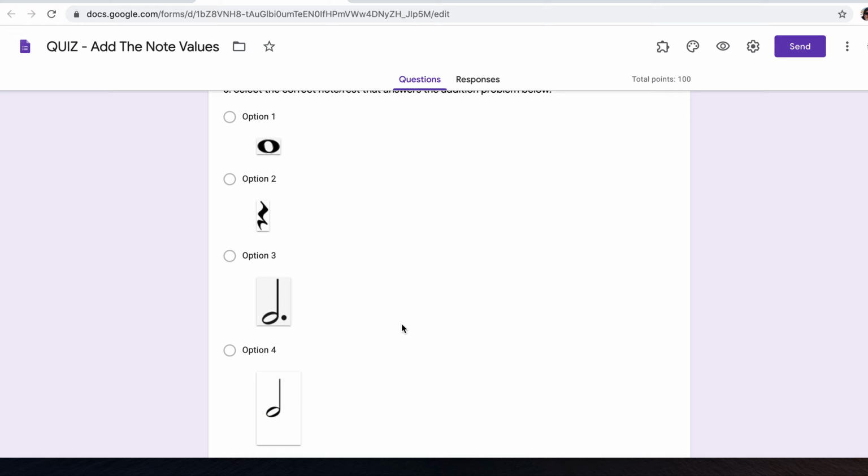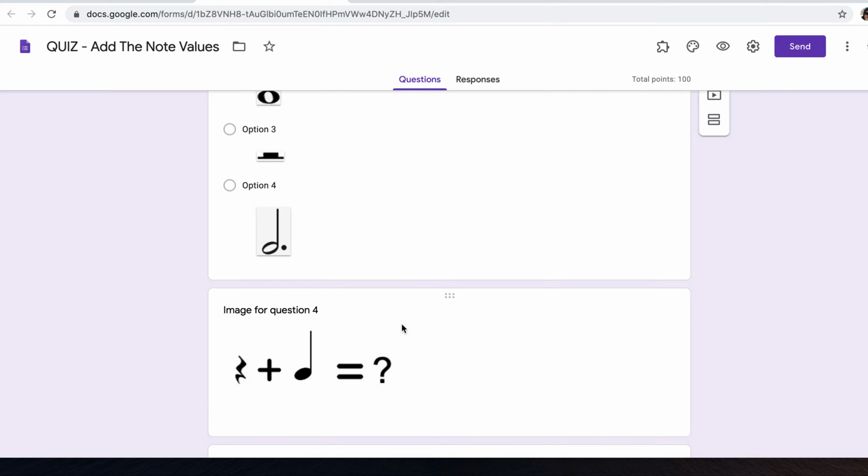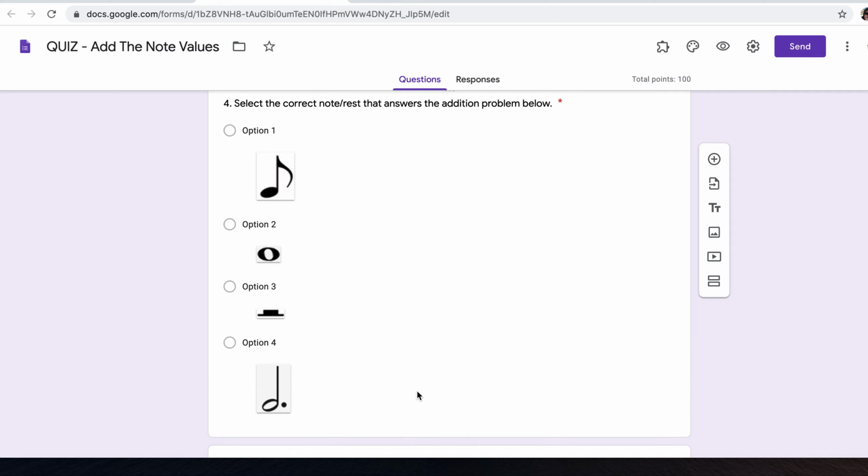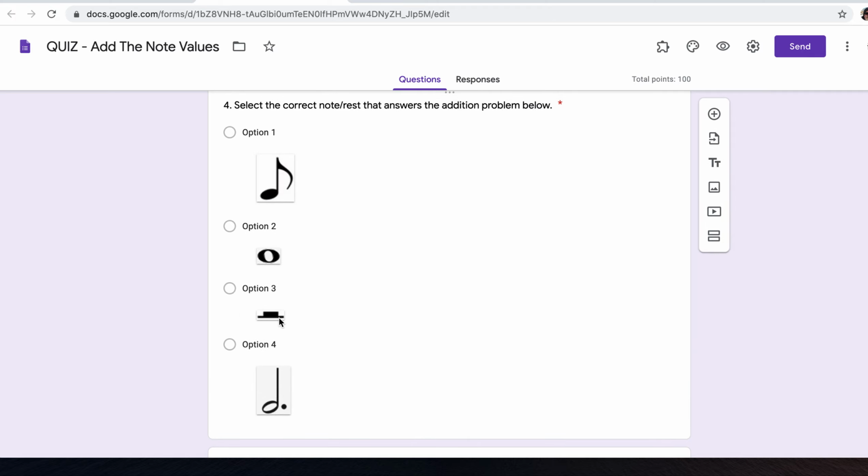So let's go back down here and look at it again. Quarter rest, which gets 1 beat, plus a quarter note, which gets 1 beat, equals 2 beats. So find something that has 2 beats. The half rest has 2 beats. So your correct answer would be number 3.